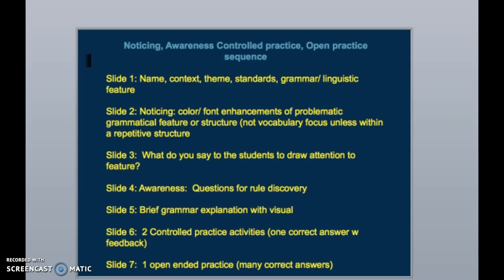Slide 5, a brief grammar explanation with a visual. Slide 6, and 6A and 6B, two controlled practice activities which provide the student with the correct answer. And slide 7 is an open-ended practice activity that can produce many correct answers.